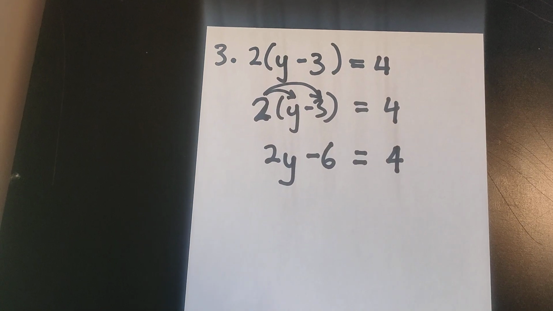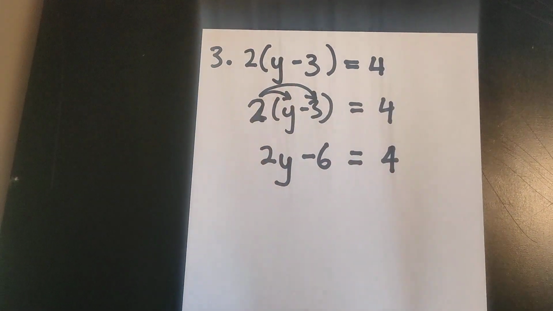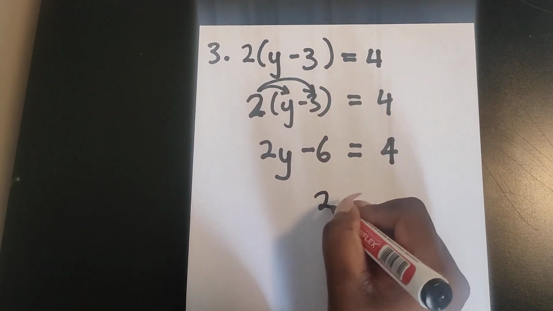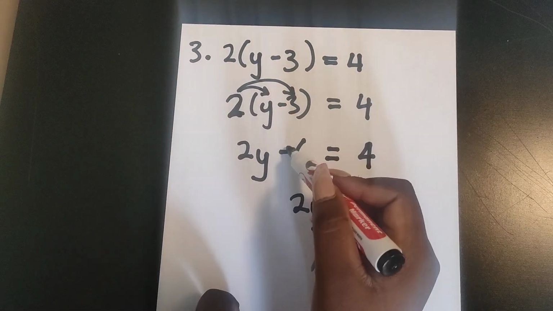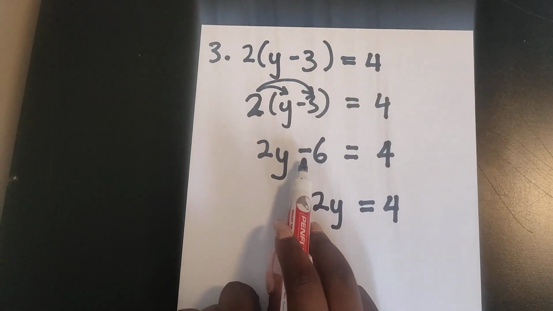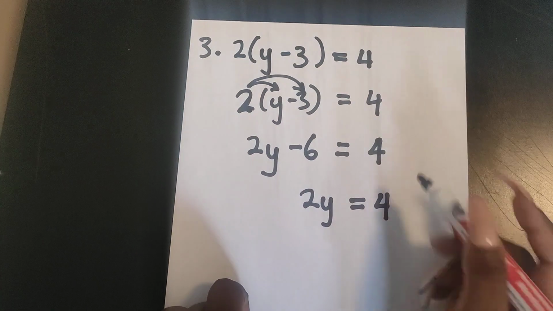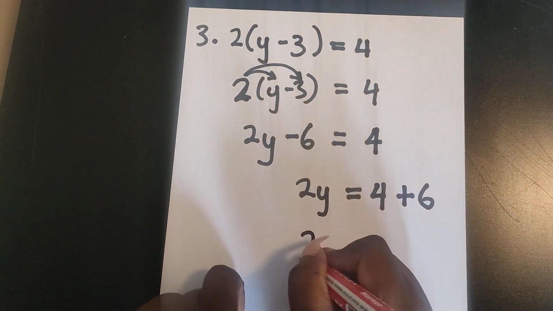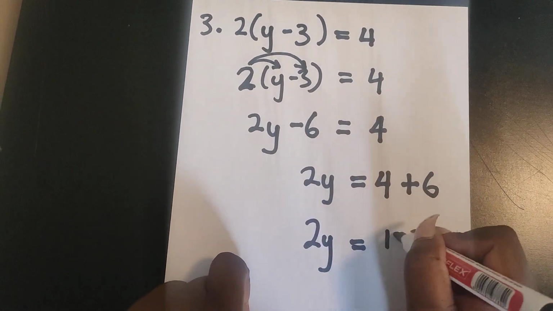And remember what I said, on one side we need to be left with unknowns, and on the other side we need to just be left with a number. So we're going to say 2y, and then we're going to say 4, and then we're going to transpose the 6 to the other side. But when you're taking the 6 from the left hand side to the right side, the sign changes. So it's going to be +6, right? So we're going to bring down 2y is equal to 4 plus 6 is 10.